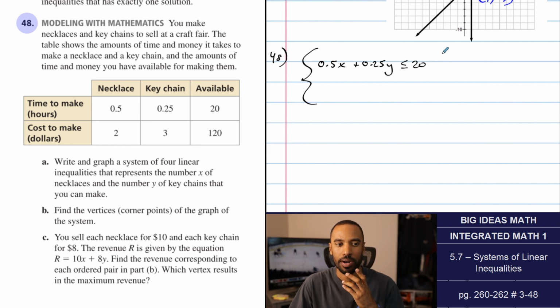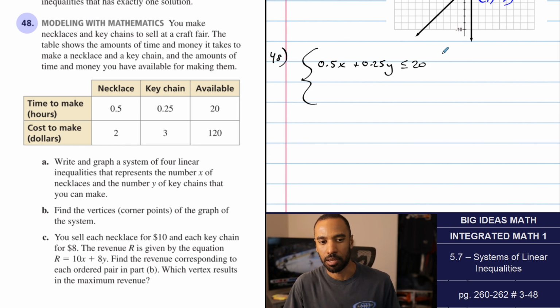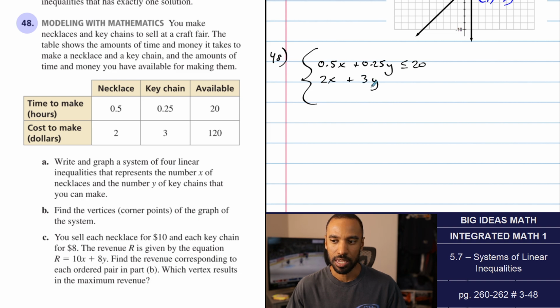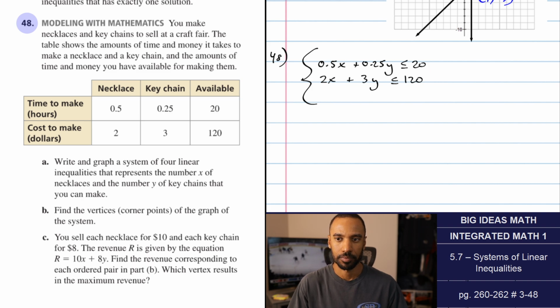I have $120. This is my cost to make. This isn't the amount of money I make, but I'm doing these at a craft fair. So it costs $2 to make a necklace times the number of necklaces, $3 to make a keychain times the number of keychains. We have to stay within 120 there.